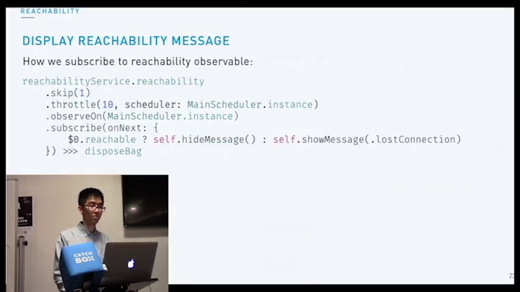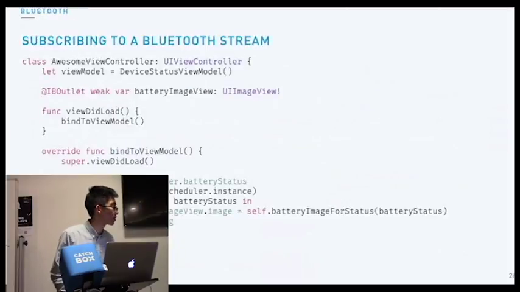Similarly, with the Bluetooth stream, we have a device manager that monitors the connection between the device and the user's phone, and whenever the battery status changes, just modify the battery image.